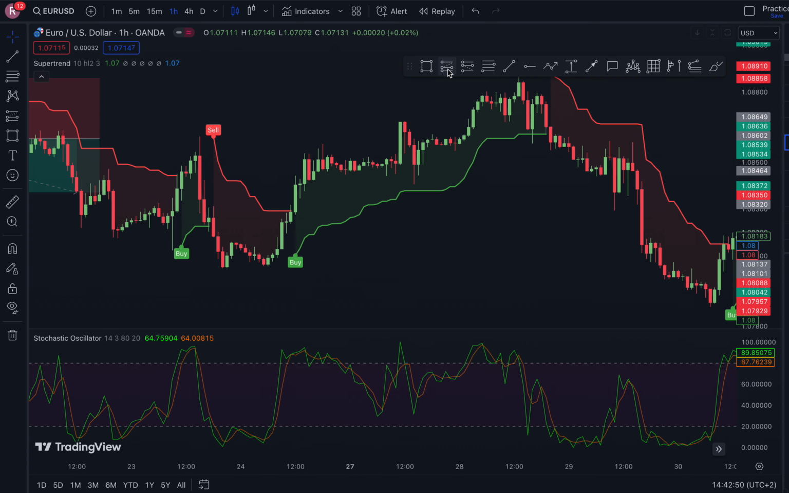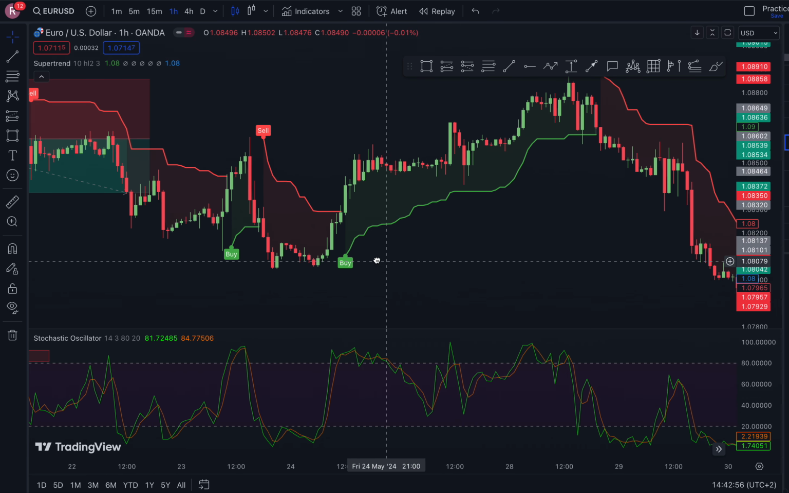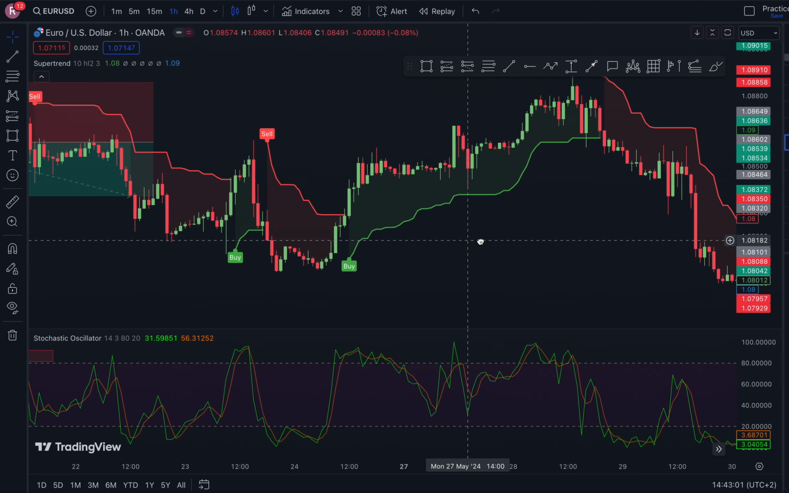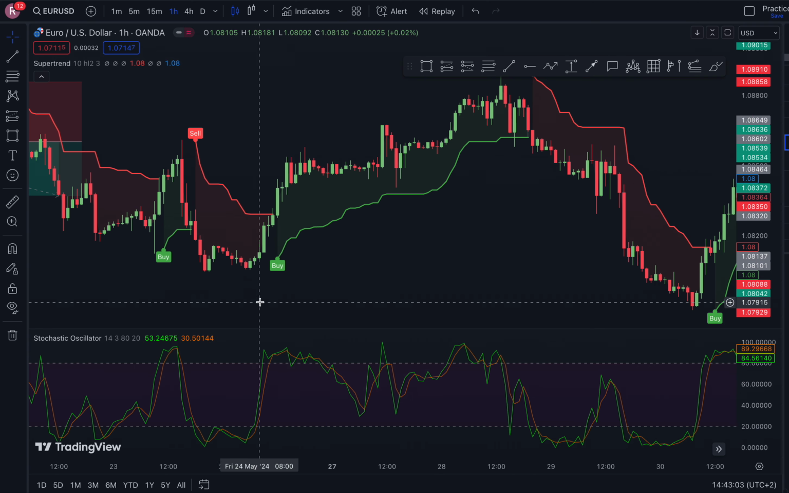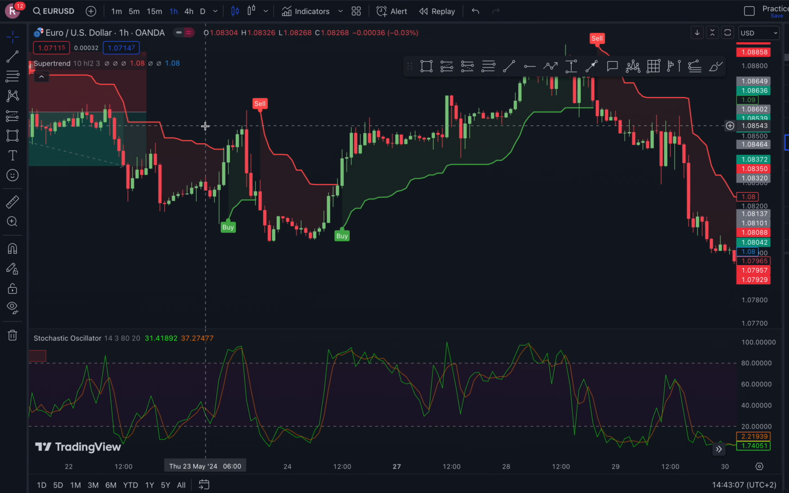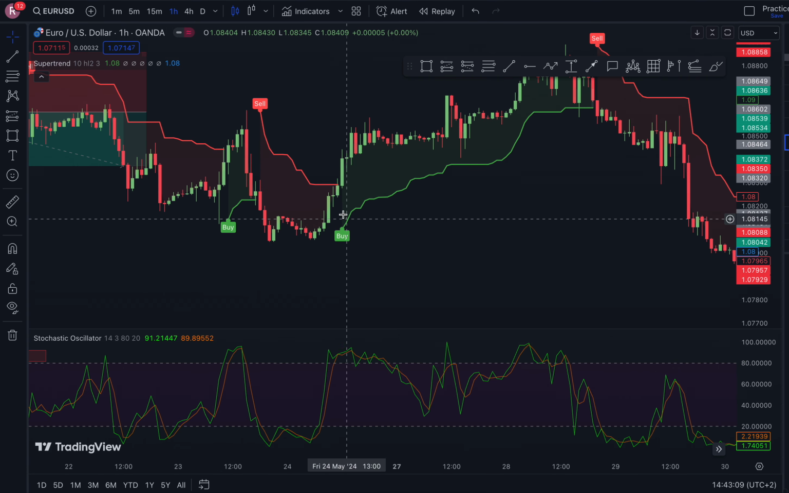Price was oversold. Oversold right here. Price was oversold right here. Yeah, price was oversold. And I probably would not have taken this buy because trend is still going down, and we would not have known if this was going to be an uptrend.